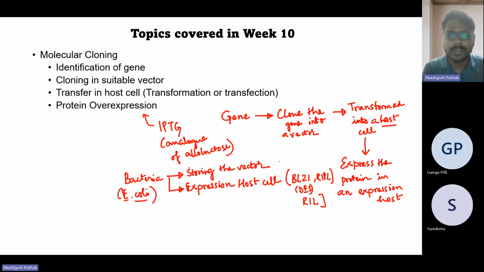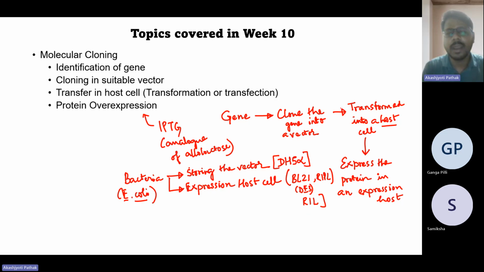And then there are host cells where the plasmid is only stored, like DH5 alpha cells. If you transform your plasmid in DH5 alpha cells, your protein will not be expressed. If you want to express your protein, then you have to transform your plasmid in host cells like BL21, RIPL, RIL.